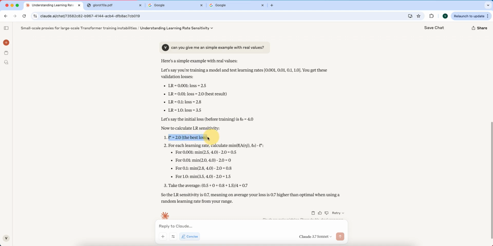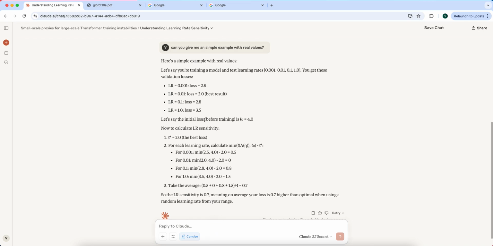So L star is the best loss, so that's fixed. We take the minimum of the loss that you get given a learning rate and the initial loss minus L star. So 2.5 minus 2 is 0.5, 2 minus 2 is 0, 2.8 minus 2 is 0.8, 3.5 minus 2 is 1.5. The average is the sum of those divided by 4, which is 0.7. So the LR sensitivity is 0.7, meaning on average your loss is 0.7 higher than optimal when using a random learning rate from your range.